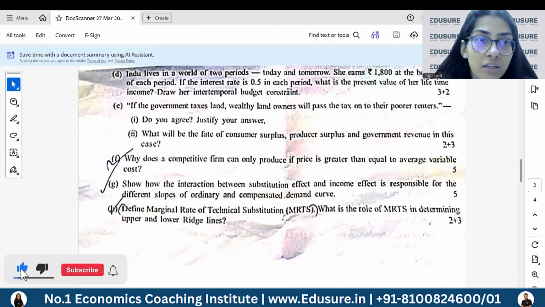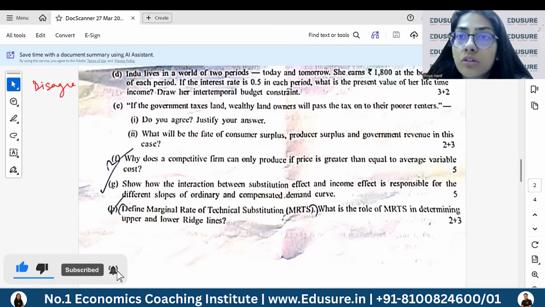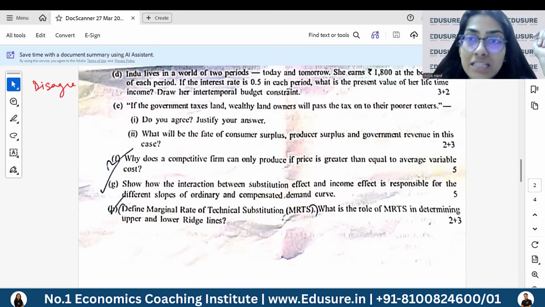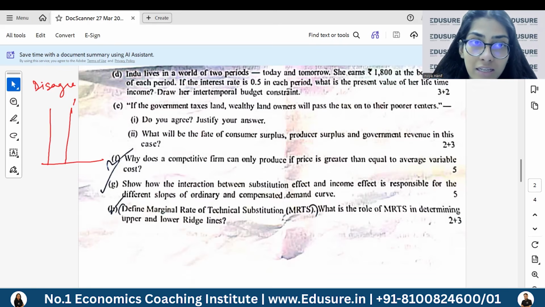Okay, so first part is that we disagree. Landowners cannot pass the tax to renters in the long run because land supply is perfectly inelastic. Okay, it will look something like this. The supply is like this. Supply. ओके, तो टैक्स पूरा का पूरा लैंड ओनर्स ही बेयर करेंगे. ठीक है. पार्ट 2, फेट ऑफ कंज्यूमर सरप्लस एंड प्रोड्यूसर सरप्लस.